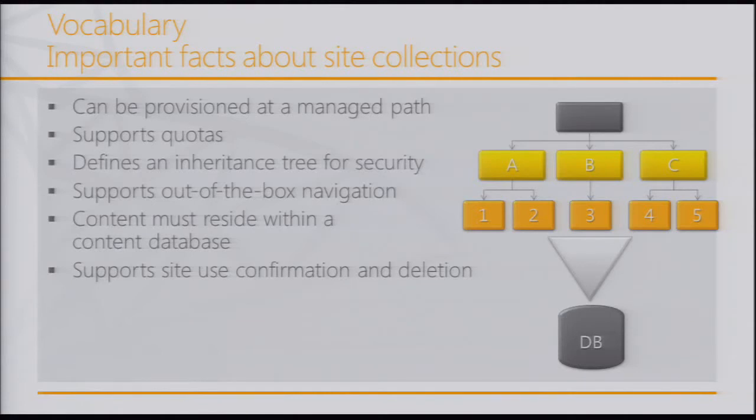So some facts about site collections. They can be provisioned at a managed path. For those of you who don't know what managed paths are, you get exactly one in the out-of-the-box deployment. That's /sites. Right? So when you go into central admin, create site collections, you can choose /sites and give any wildcard URL that you want there. Managed paths are those hang-off points.